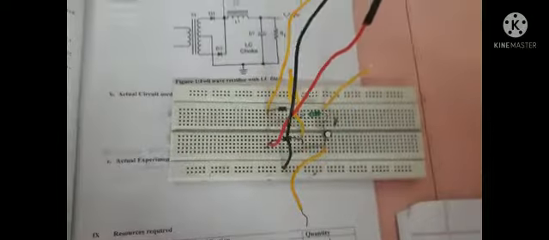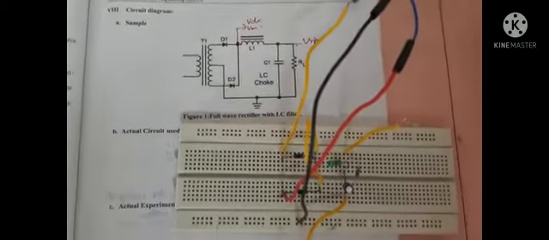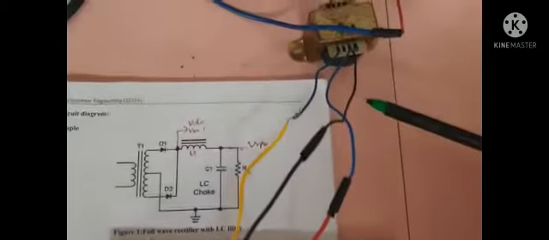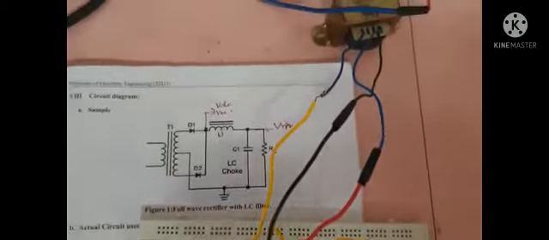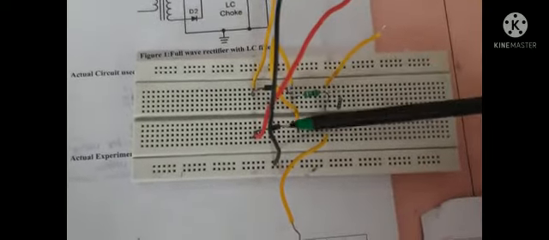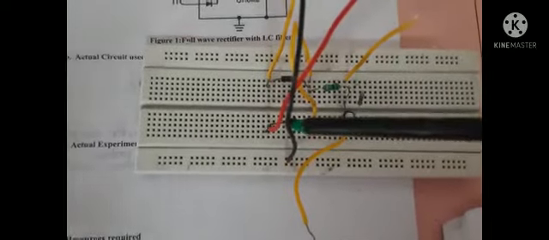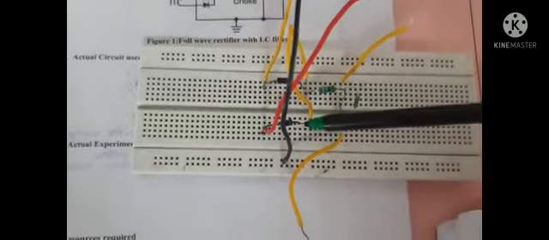Now we connect the circuit as shown in the diagram. See the diagram. Here this is the center tap transformer. It has two positive terminals and another is the negative terminal. Here these are two diodes, diode D1 and diode D2. These are anode terminals, that is positive terminals, and these are negative terminals.